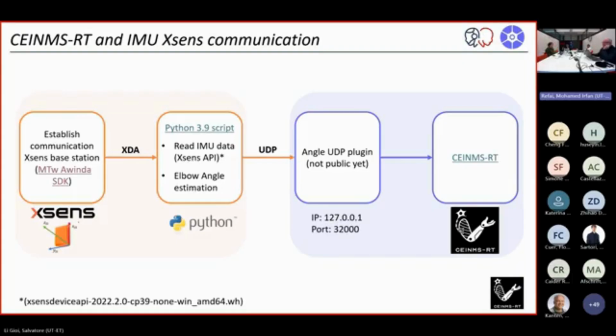After that, at the same time, you also have to create another socket that allows CEINMS to receive angle data. This plugin is not public yet, but we aim to publish it as soon as possible. It works the same way as the EMG UDP socket. With the EMG UDP socket, you are able to receive EMG data; in this case, you are able to receive elbow data or other joint data. Then this data goes inside CEINMS.